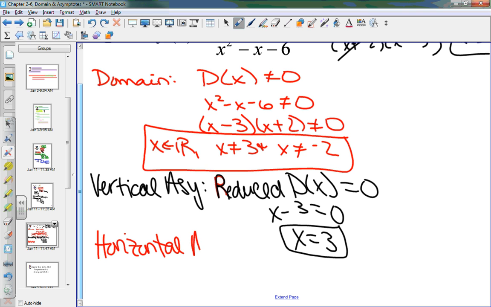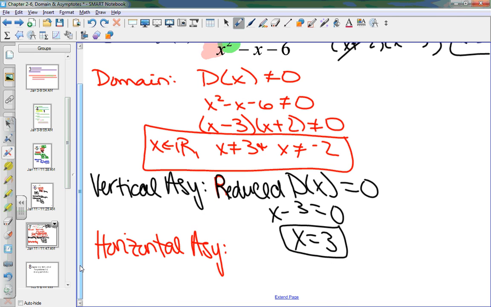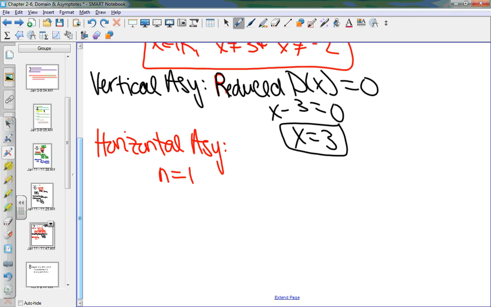Horizontal asymptote, what am I comparing? The exponents of the numerator and the denominator. They're both the same, so now what do I compare? The leading coefficients. And the leading coefficients are what? So n is 1, m is 1, which means n is equal to m. So that means I have to use a sub n over b sub n, which is 1 over 1, to give me my equation, y is equal to 1.